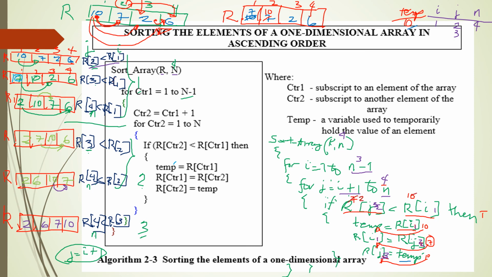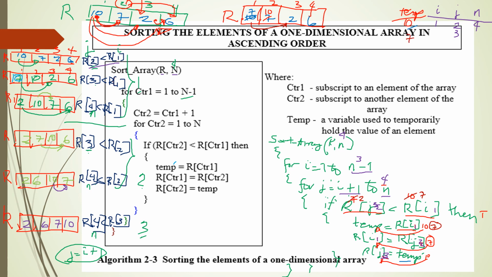And then, R sub 1 is 7. Okay? Is 2 less than 7? So, ito na kino-compare natin. Tama ba? Ito yun. Okay? Ito na kino-compare. Is 2 less than 7? True. So, if it is true, we're going to assign R sub I. R sub I is 1. So, that is 7. 7 will be assigned to temp.